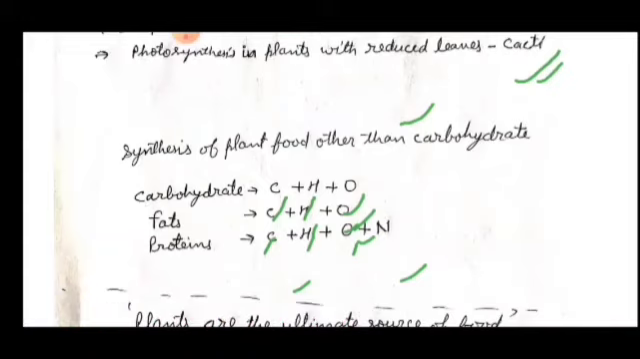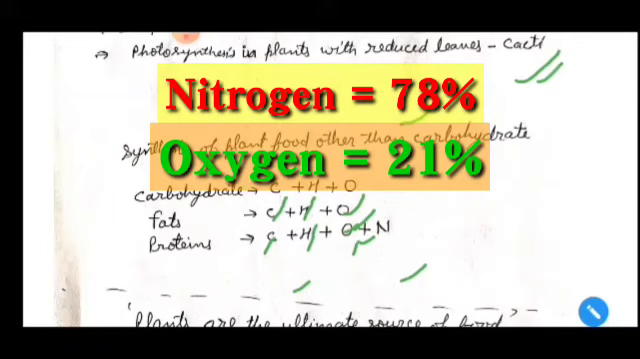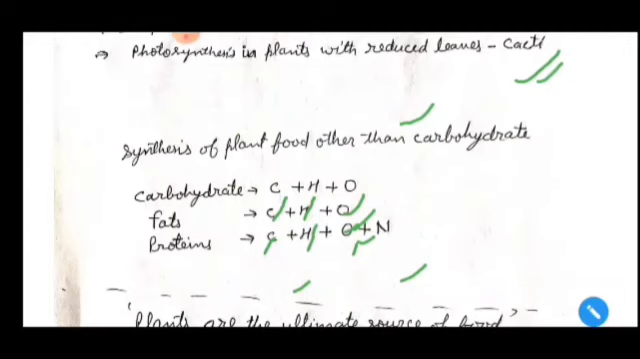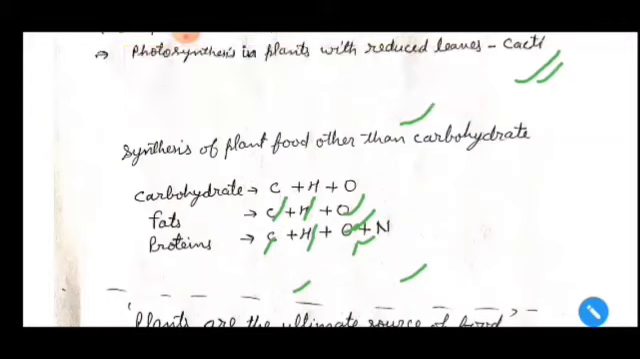They cannot take the nitrogen present in the atmosphere, although in the atmosphere approximately 78% is nitrogen, 21% oxygen, and 0.03% carbon dioxide. So nitrogen is present in the atmosphere in huge quantity, but that nitrogen cannot be taken by the plants. They take nitrogen only when it is available in water soluble form through the roots with the water. When nitrogen is soluble in water, only then can plants take it.